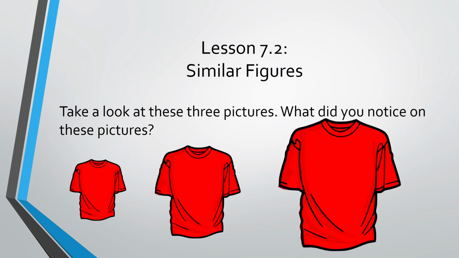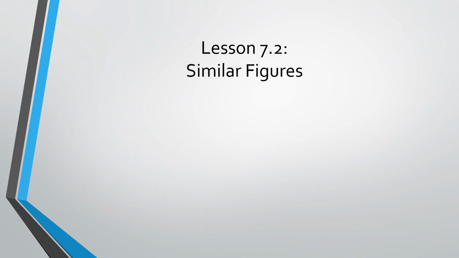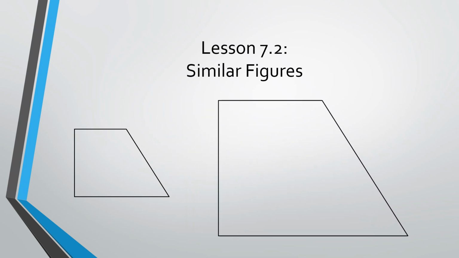But how about for geometry? What do you mean by similar figures? Let's take a look at this one. Let's say we have here a trapezoid and a bigger trapezoid. We have trapezoid VRST and trapezoid ABCD.